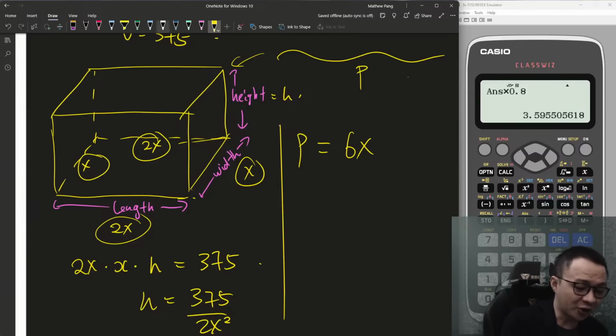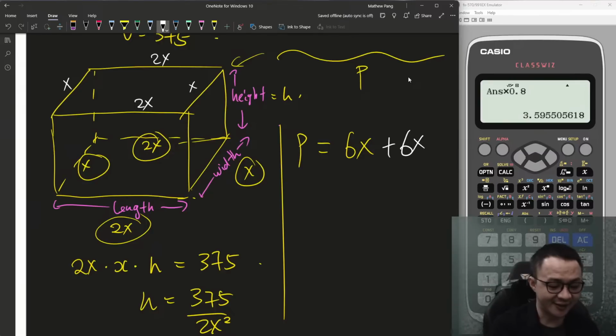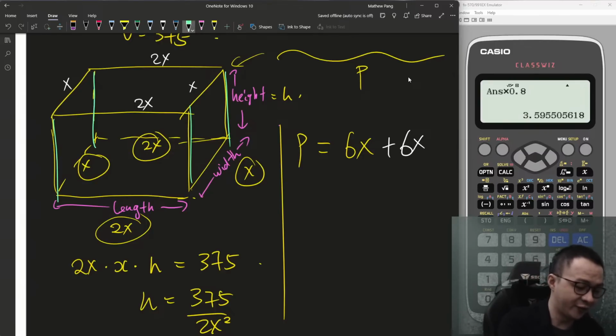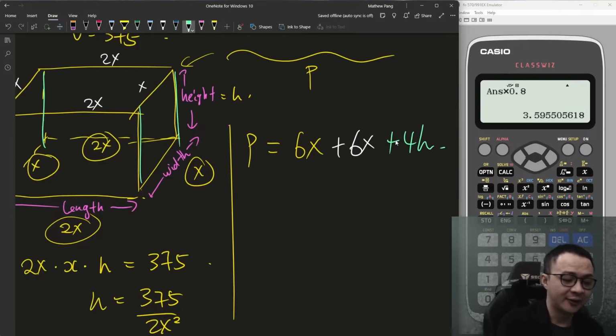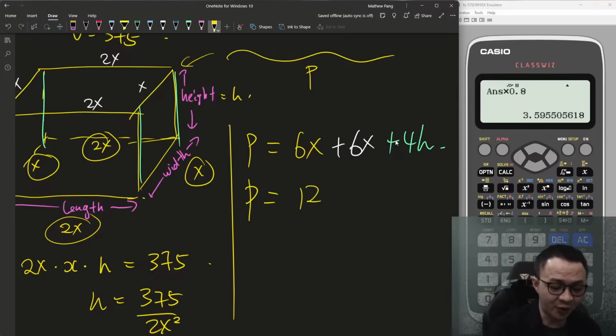So definitely for top, I have another 6x, right? 2x, 2x, x, and x. So plus another 6x. And then how many height do I have? 1, 2, 3, 4. I have 4 height, right? Plus 4 height. So therefore, the length of the wire should be 12x plus 4h.